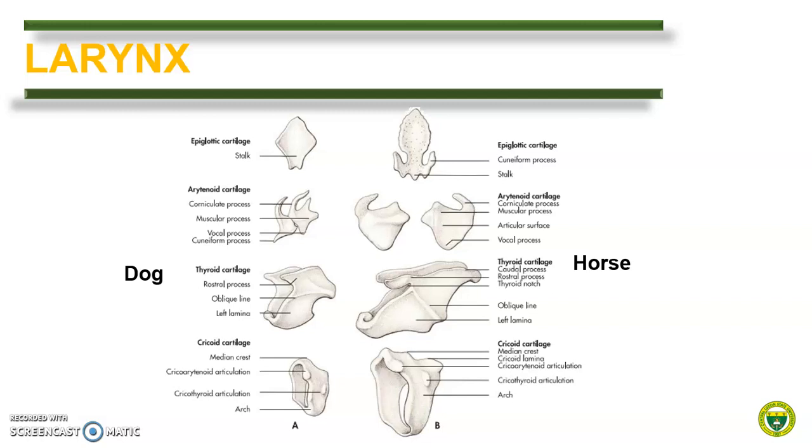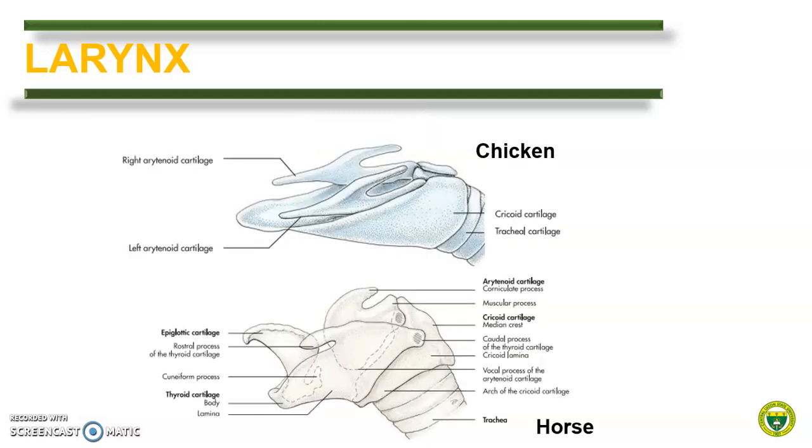For example, the apex of the epiglottic cartilage is pointed in dogs and in horses as shown here, but it is more rounded in ruminants and in pigs. Unlike mammals, the bird's larynx is composed only of the paired arytenoid, cricoid, and a procricoid cartilage. Here is an in situ arrangement of the larynx of birds and a horse for comparison.